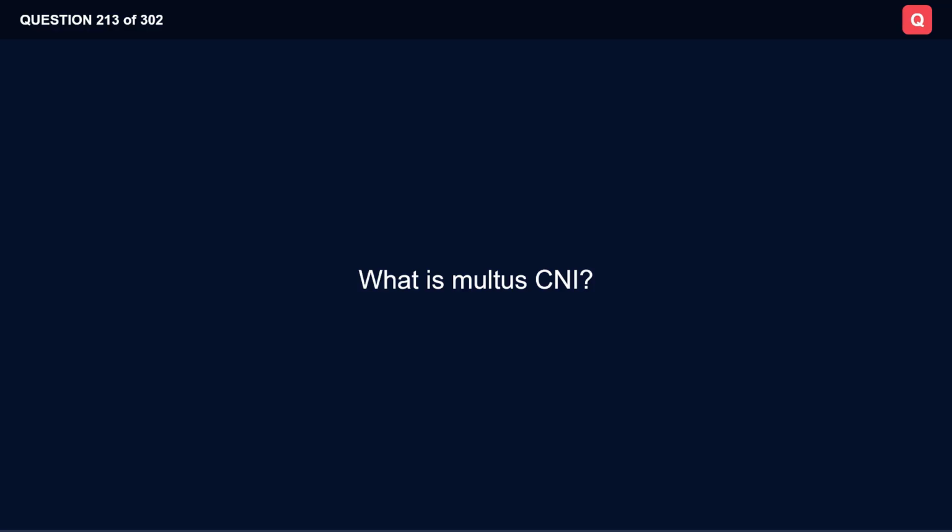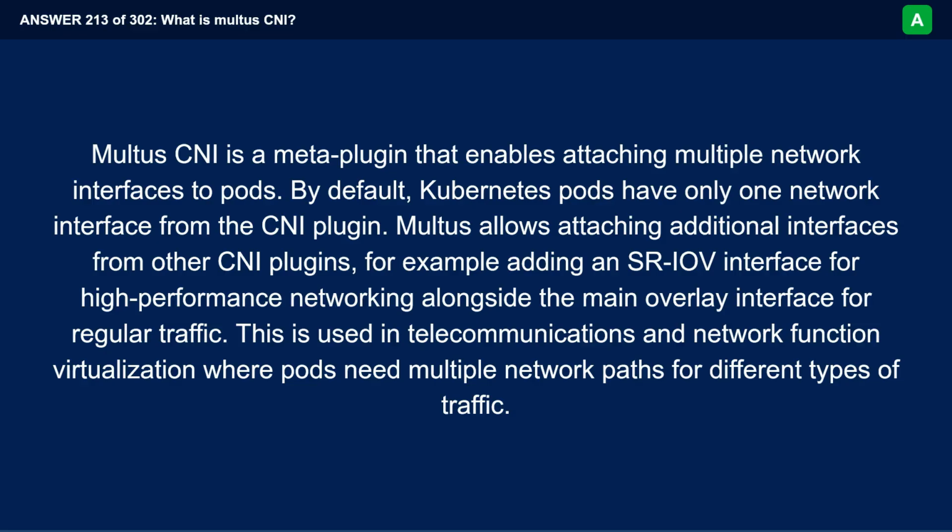What is Multus CNI? Multus CNI is a meta plugin that enables attaching multiple network interfaces to pods. By default, Kubernetes pods have only one network interface from the CNI plugin. Multus allows attaching additional interfaces from other CNI plugins. For example, adding an SR-IOV interface for high-performance networking alongside the main overlay interface for regular traffic. This is used in telecommunications and network function virtualization, where pods need multiple network paths for different types of traffic.